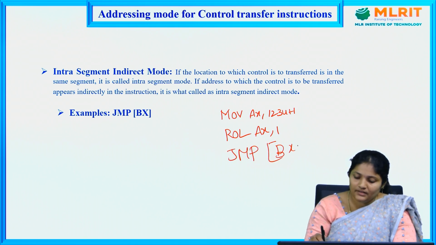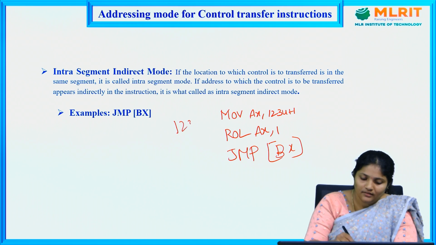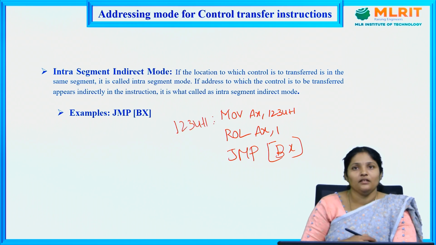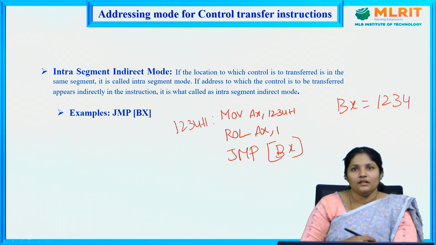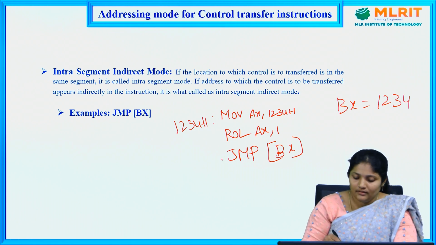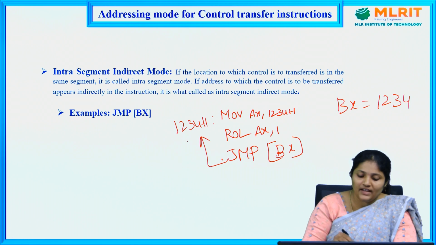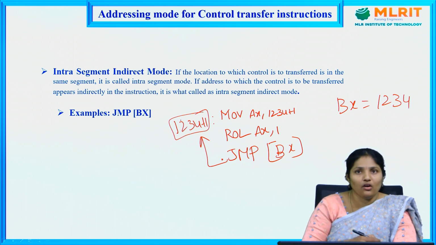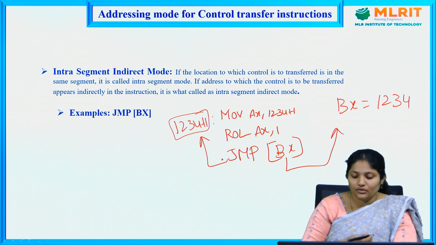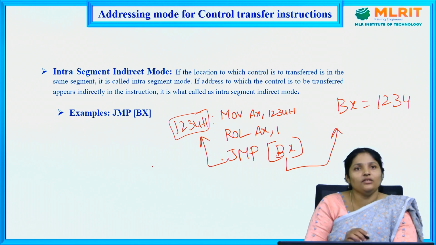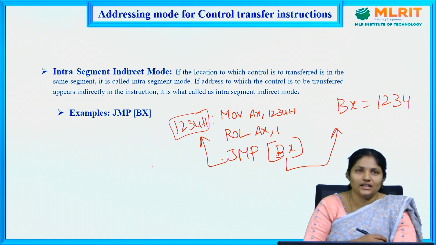but here we mention the address indirectly. If this instruction is at location 1234H, here we mention the BX register. The control will be transferred to that address location, because the data held in the BX register is 1234. So here we are mentioning the address indirectly, which is nothing but the intra-segment indirect mode.